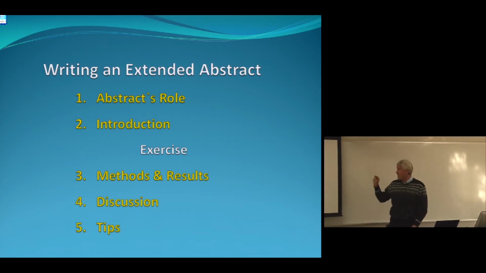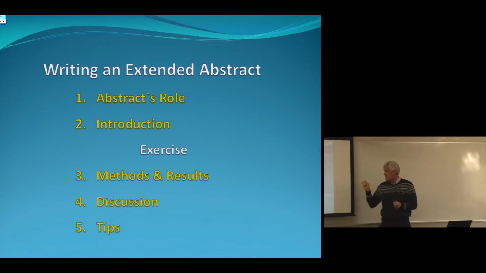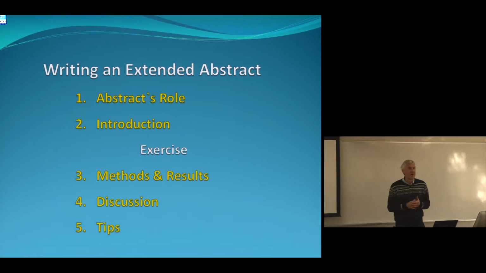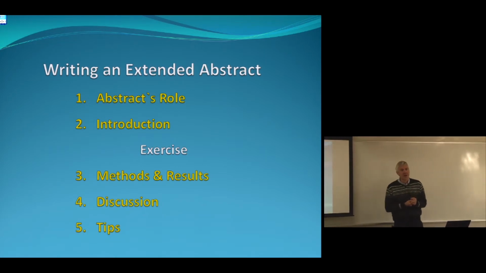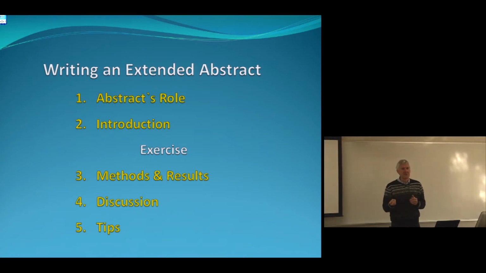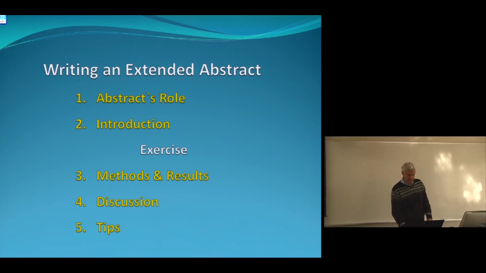Then, after that, we'll take a break and do an exercise where we look at a presentation of some research that has been jumbled and try to get you to think about how that presentation would be structured. Then, after that exercise, I go on quickly to look at the methods and results section, as well as the discussion. And finally, I'd like to give you some tips on how to write an extended abstract, as well as write a title. Okay. So let's start.